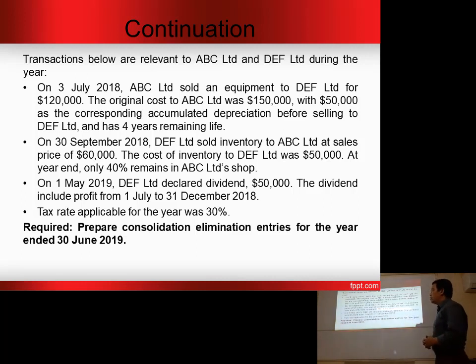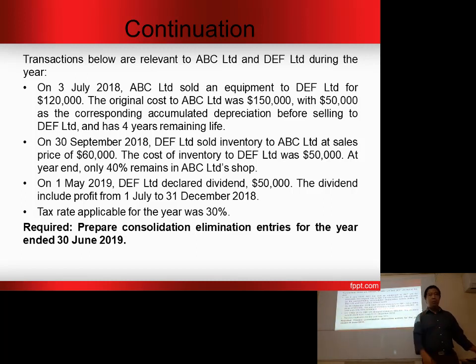And on 1st May 2019, DEF Limited declared a dividend of $50,000. The dividend includes profit from 1st July to 31st December 2018. So our requirement is to prepare consolidation elimination entries for the year end 30th June 2019.